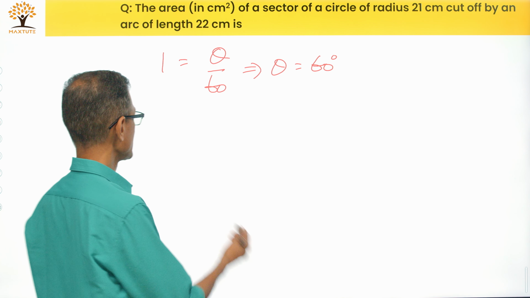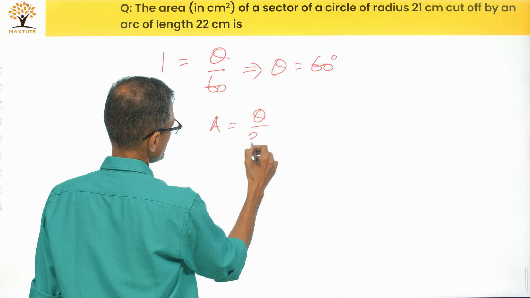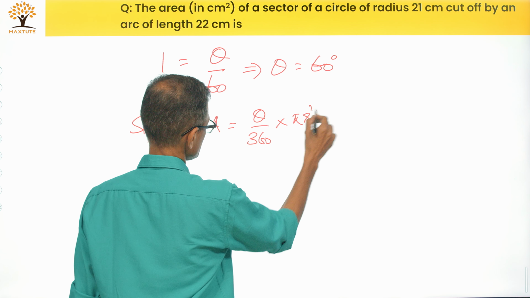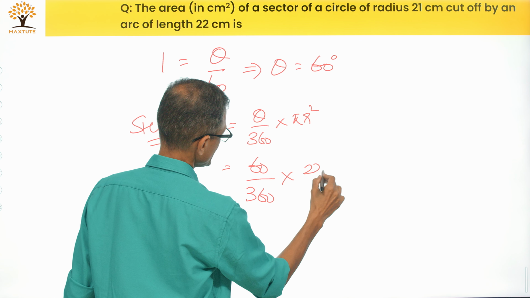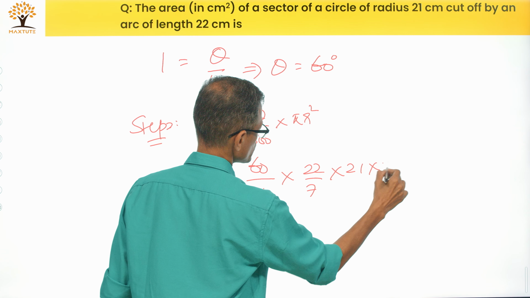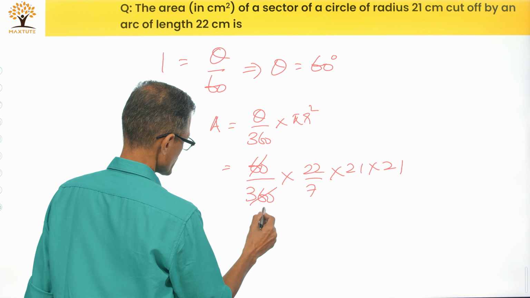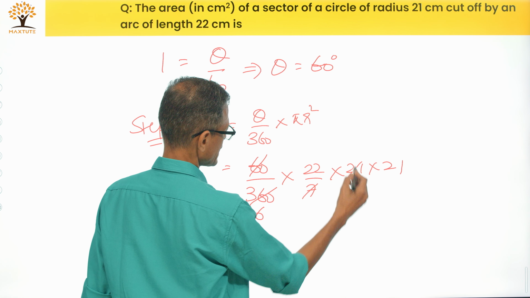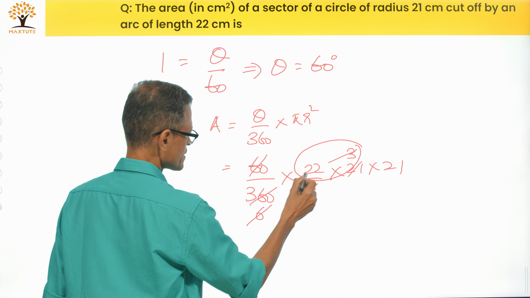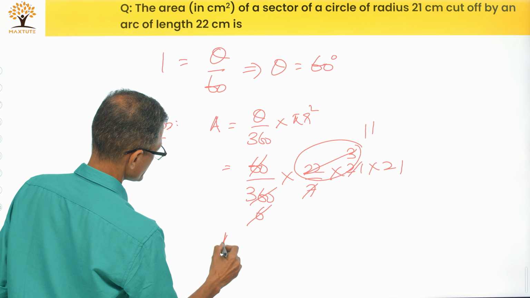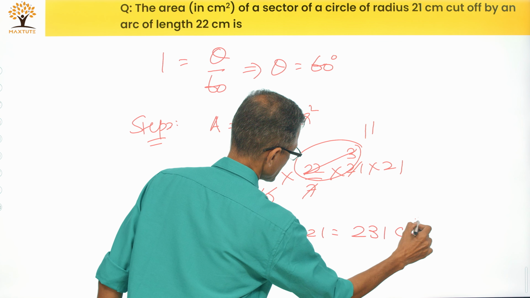Now step 2, let's find out the area of the sector. Formula is equal to theta divided by 360 times pi r square. 60 is theta that we have computed, divided by 360 times 22 by 7 times 21 times 21, right? R square is 21 square, 21 times 21. 60 and 360 cancel to leave us with a 6. 7 and 21 will cancel to leave us with a 3. 3 times 22 together is a 66. 6 cancels with 66 to leave us with 11. So area of the sector is 11 times 21, which is equal to 231 centimeter square.